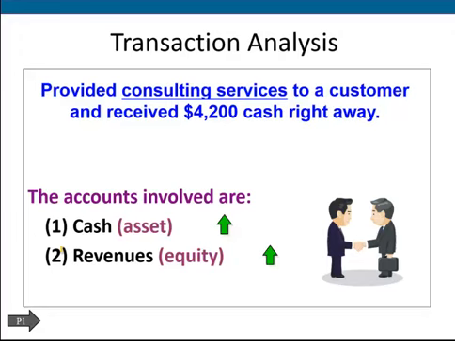Here, the asset account cash will go up because cash was received. And what was given was an actual service. And we call that revenue, okay? So again, if services or sales have been rendered, then what has been earned is a revenue. And it's an equity account. It makes our equity go up. That's a good thing.